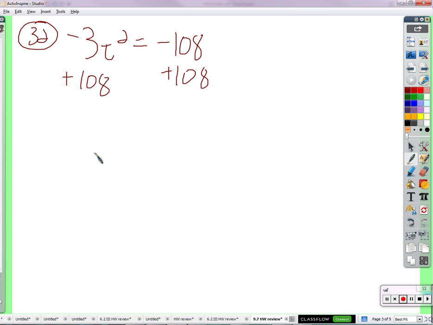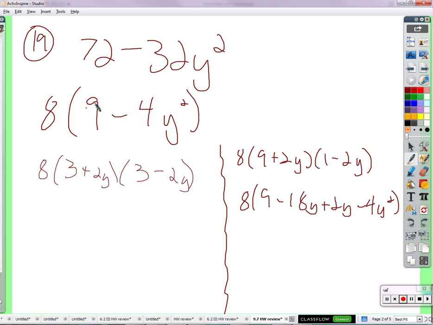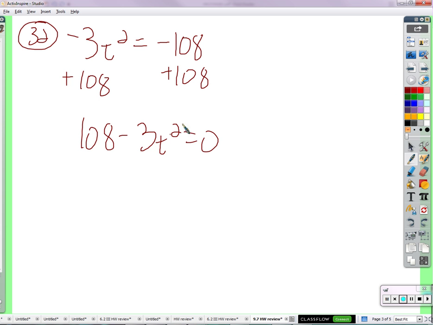You know, we're in a section about difference of squares. So we want to see it as a difference. So we'll just write it as 108 minus 3t squared equals 0. So now it looks like this guy here, because usually the variable comes first and then minus the number. But it could be this way too. The thing is, though, this is not a square number. This is not going to factor out the difference of squares. So what do we do?